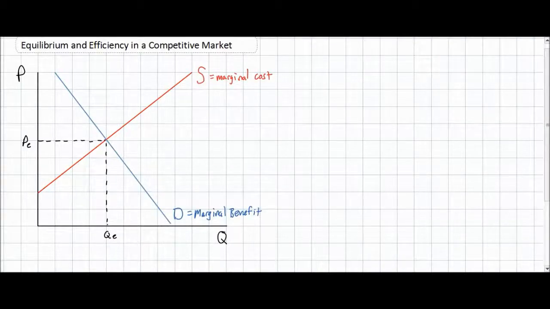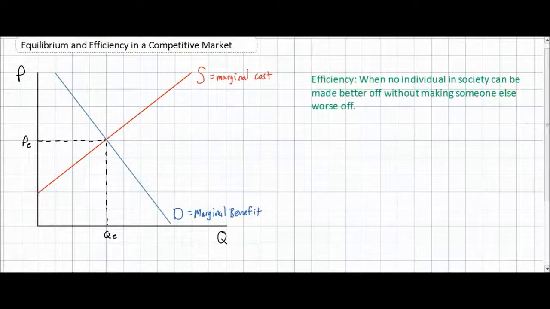Hey everybody, in today's lesson we're going to be talking a little bit about equilibrium and efficiency in a competitive market. We're going to start by defining efficiency. One definition that economists use for efficiency is: efficiency exists when no individual in society can be made better off without making someone else worse off.